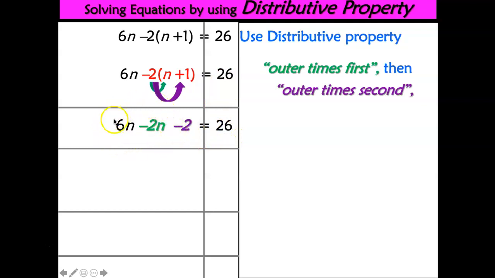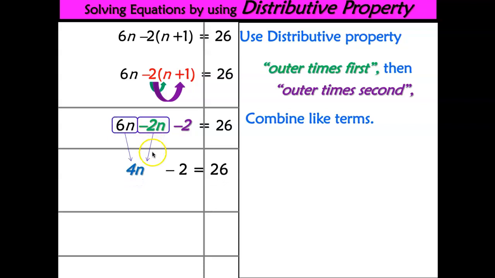Now the next thing that you're going to do is to combine like terms. Are there any terms that are like terms? Remember that like terms are the ones with the same variable, or like what I say in the classroom, they have the same last name, so they belong to the same family. So 6n has the last name n, and same with -2n. So then you can add and subtract them. 6 minus 2 is 4, and then just plug in the variable n. Then copy -2 equals 26.